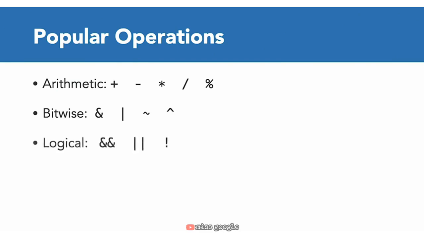Now, logical operators are the ones you probably want to use in an if statement's condition. These evaluate two operands that can either be true or false in the same logic we've seen so far. Remember, 0 means false and anything else means true. The logical operators are double ampersand for AND, double vertical bar for OR, and exclamation sign for NOT.